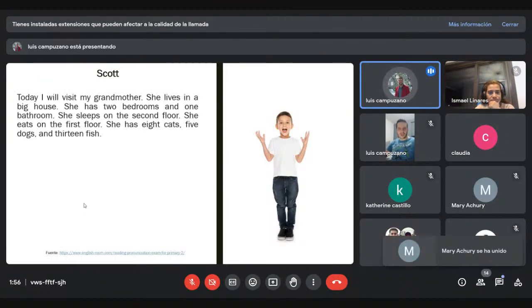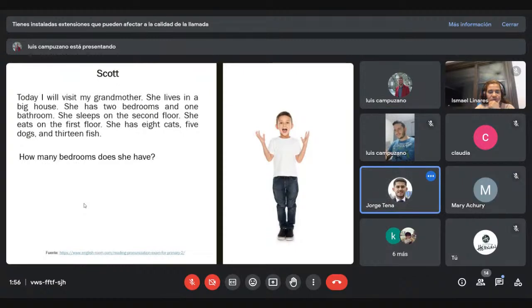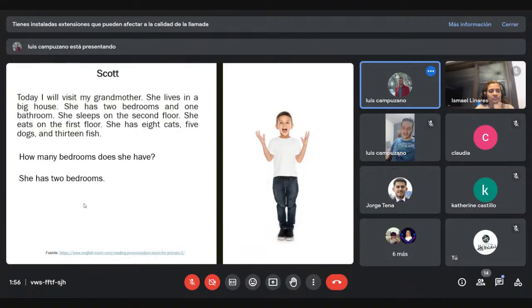All right. This next question here is... Let me try George. George, how many bedrooms does she have? She has 2 bedrooms. Very good. Thank you, George. So remember, when we have a positive sentence with he, she, or it, we've got to change that verb, got to put that S. Thank you very much, George.